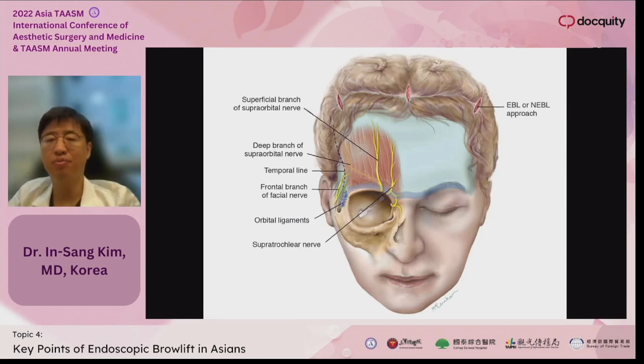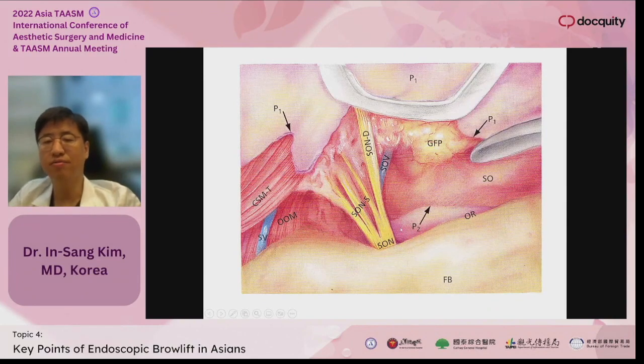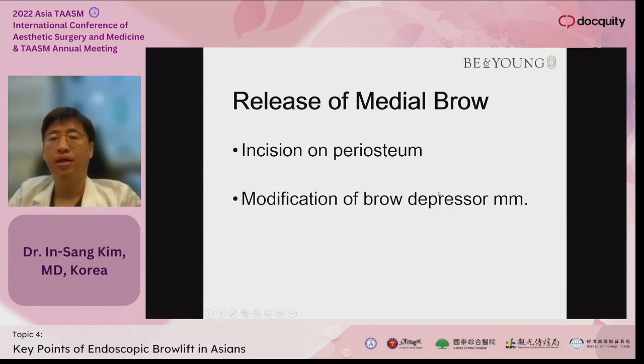And another important thing is you have to release the ligamentous attachments along the superior orbital ring and the nasal root, saving the supraorbital and supratrochlear nerve bundles. You have to preserve these nerve bundles and release the periosteal attachments along the supraorbital ring. And the release of the medial brow is very important, especially for Asians.